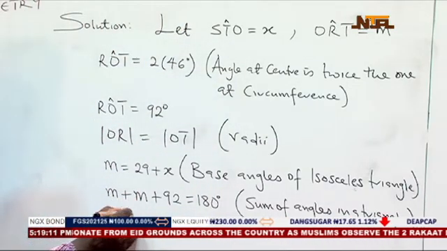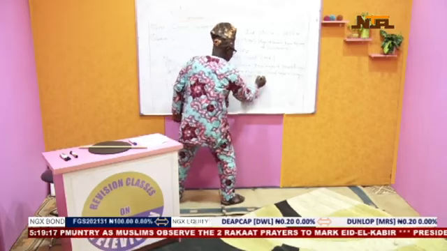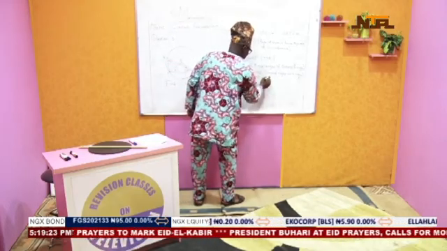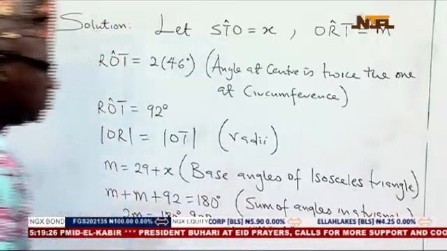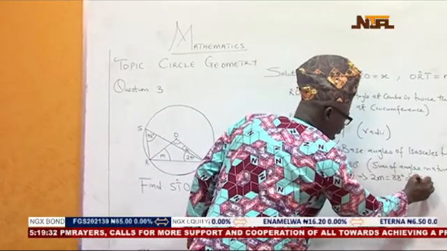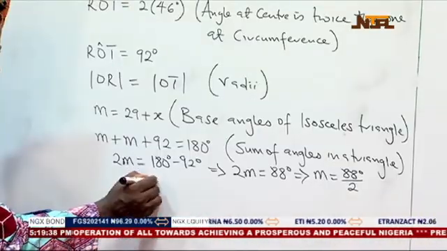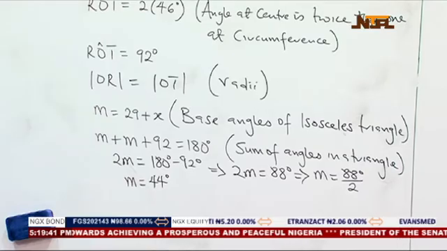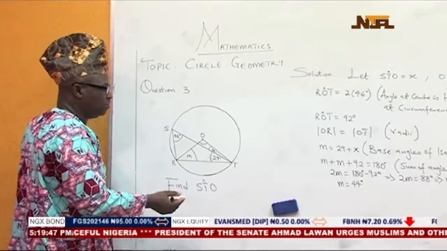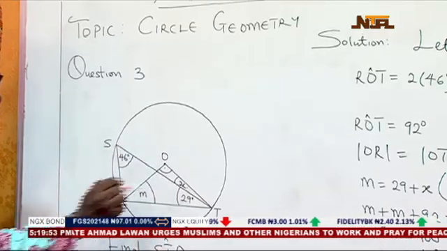M plus M is 2M, is going to be 180 minus 92, and that implies that 2M is going to be the same as 88 degrees. So at this point, we can say M is 88 divided by 2. So M is 44 degrees. So if M is 44 degrees, X plus 29 will also be 44 degrees because both of them are base angles of an isosceles triangle ORT.